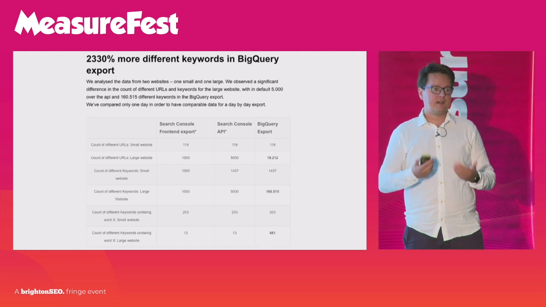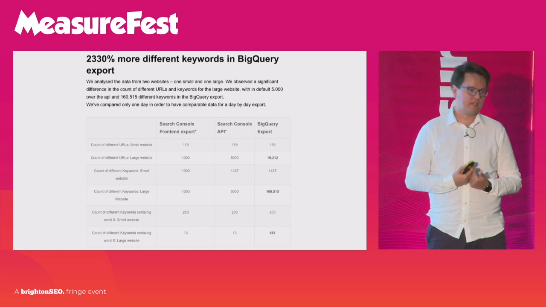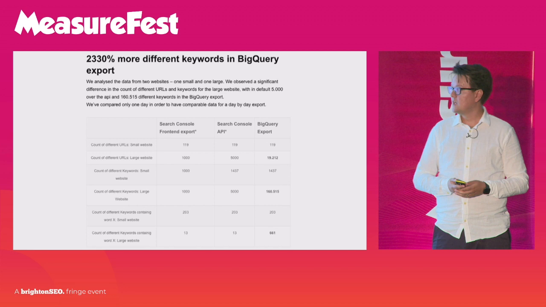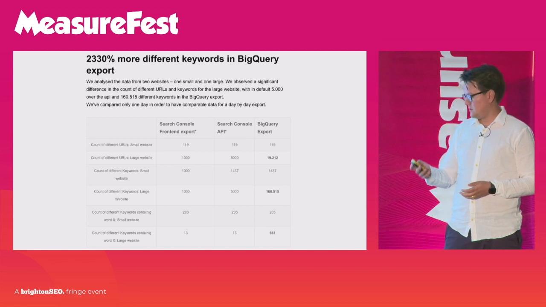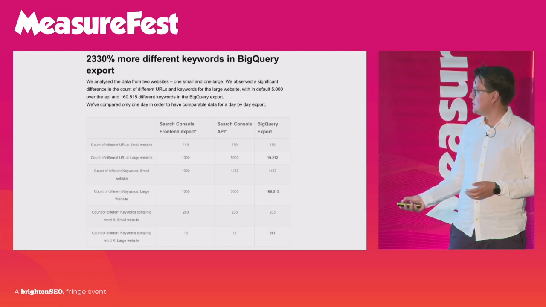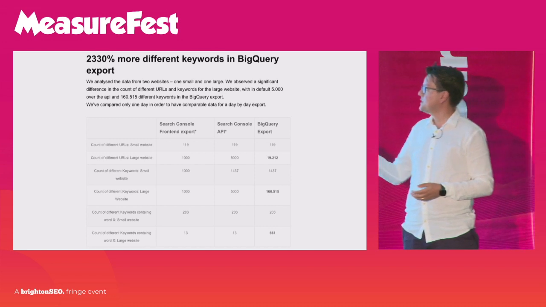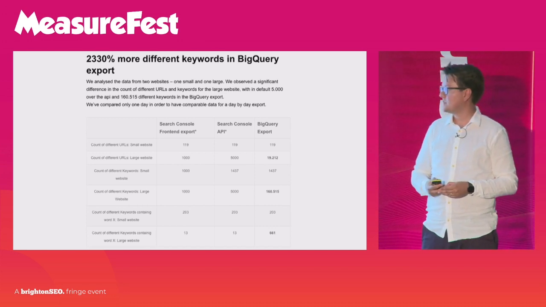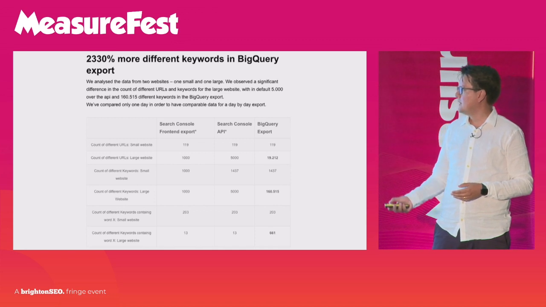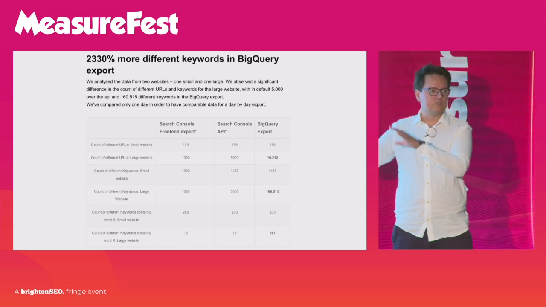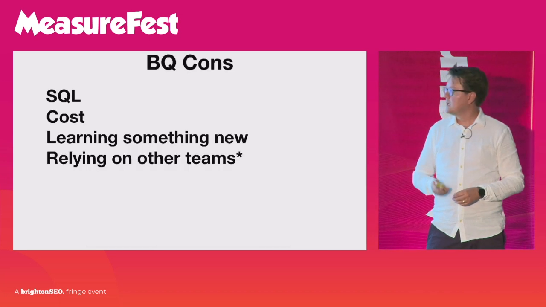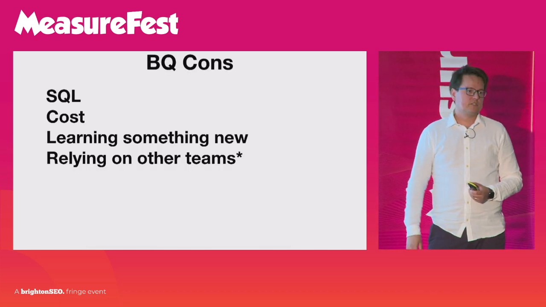I cannot share our details from my company, but what I can say is that these numbers are pretty much precise. And you can see here in the right column how much bigger the BigQuery export is compared to the Search Console front-end export and to the Search Console API that you connect to Screaming Frog or Sitebulb or whatever tool you use. And the con is that you need to learn SQL.